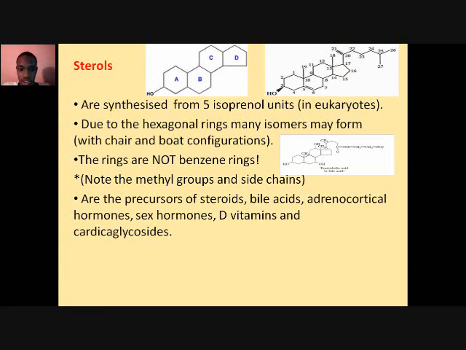Now sterols are the precursors of steroids, bile acids, adrenocortical hormones, sex hormones, vitamins, and cardiac glycosides. And if you see one bile acid here, you see it's similar to that of cholesterol. And in fact, a lot of times cholesterol is broken down to form bile acids. So the structures are similar.